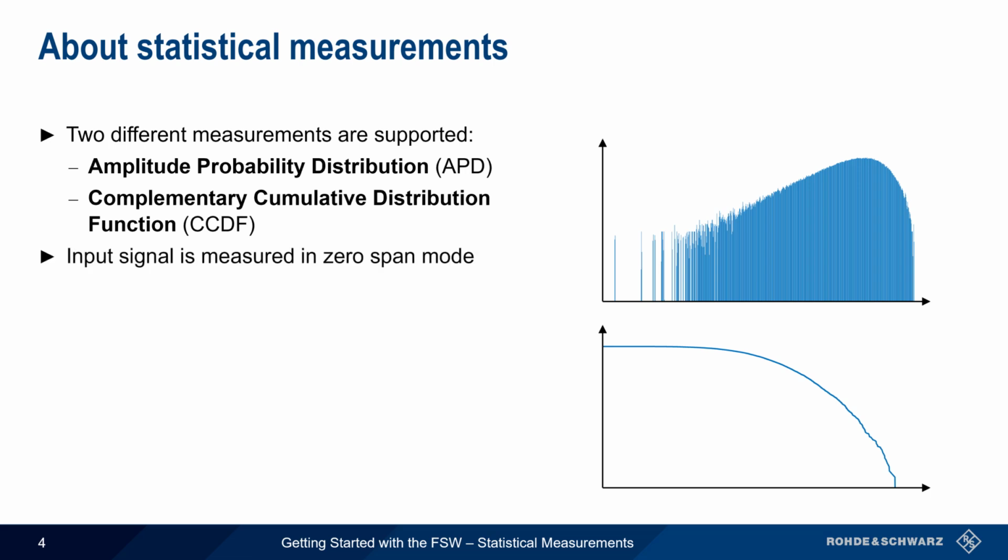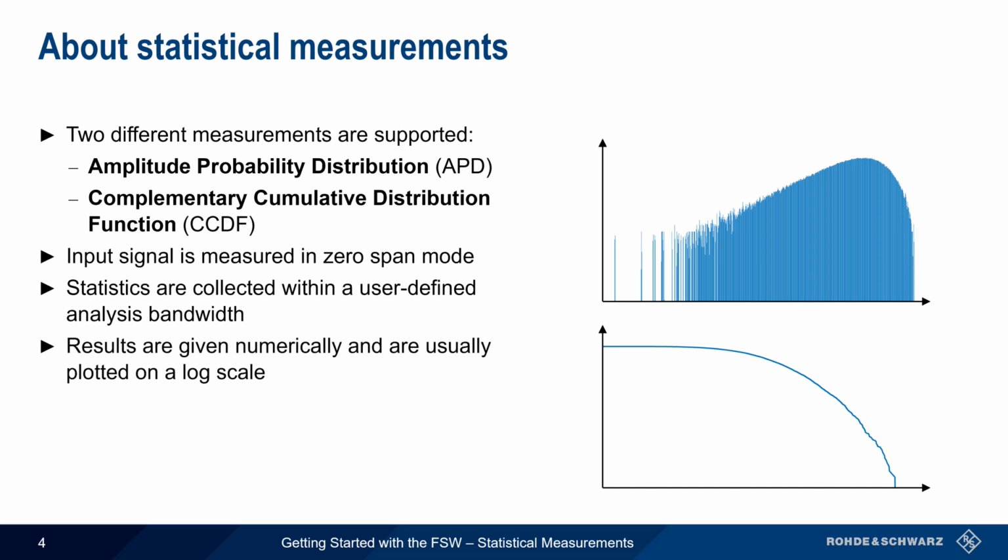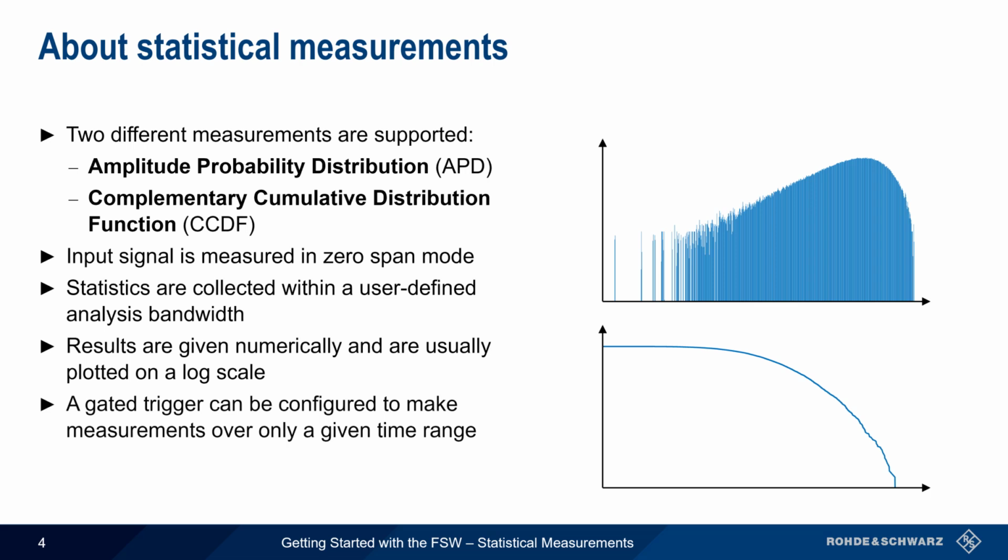The input signal is measured in zero-span mode, and statistics are collected over a user-defined analysis bandwidth. The results are typically represented both graphically and numerically. Furthermore, a gated trigger can be used to make these measurements only over a given time range, and this can be useful when making statistics measurements of pulsed or bursted signals.